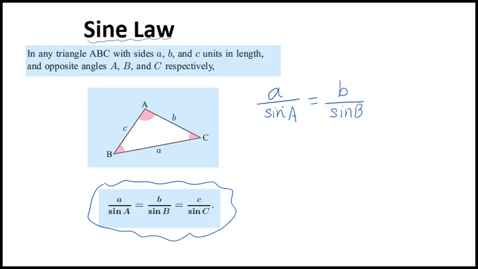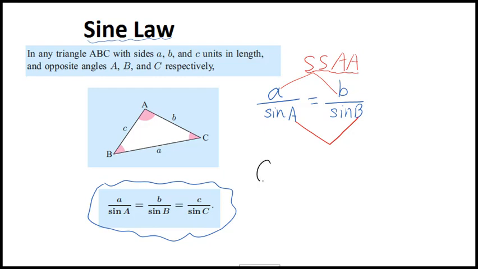Let's analyze in what situation we use Sine Law. We have a over sin A equals b over sin B. This a and b are the sides, so let me label them as sides. Look at the bottom. For this capital A and B, those are angles. So for the Sine Law, we are dealing with two sides and two angles.